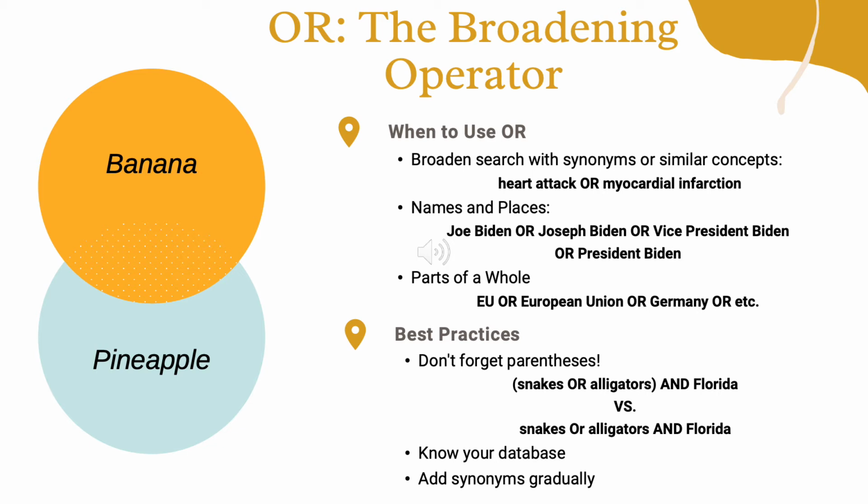Now that we know what OR does in our search statements and when to use it, here are a few tips to help use OR most effectively. Don't forget parentheses. If there are other Boolean operators in a search statement, you will need to group your OR statements together within parentheses so your search is performed in the manner you intend. In this example, alligator OR snakes is placed within parentheses because most databases process AND statements before OR statements. Without the parentheses, the system might have searched alligators AND Florida as a statement, OR snakes.